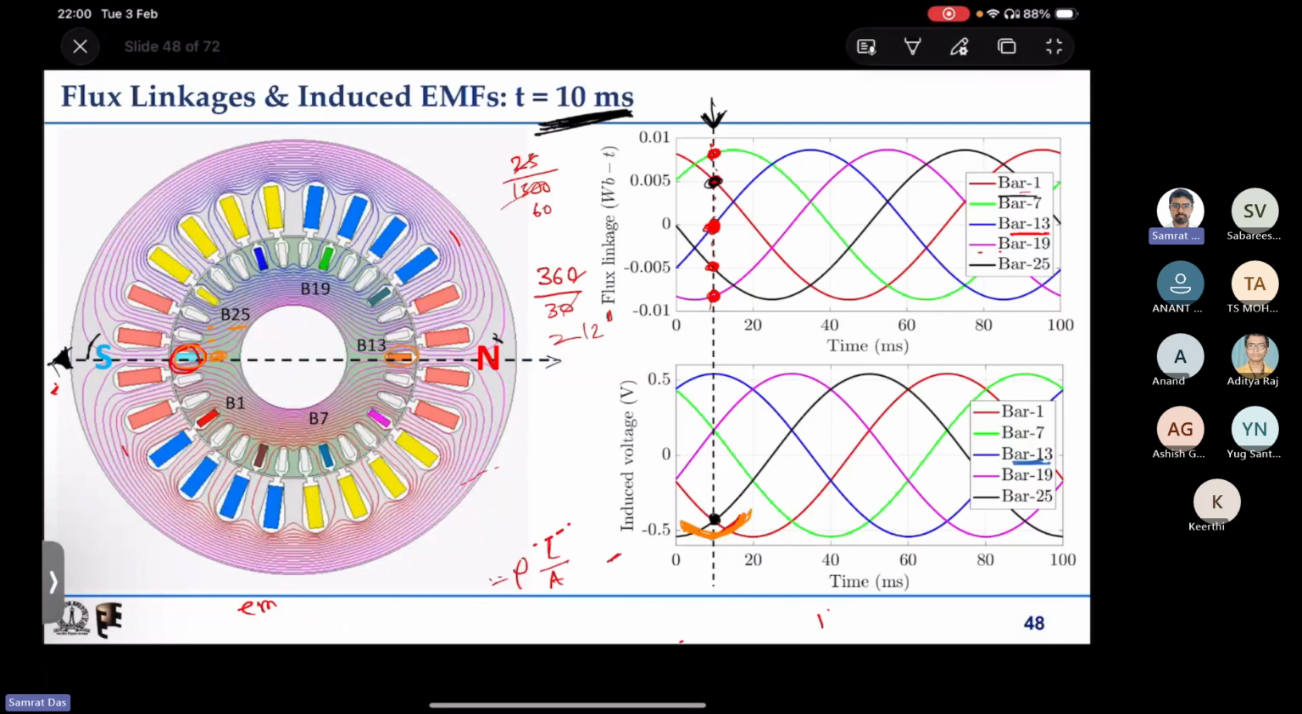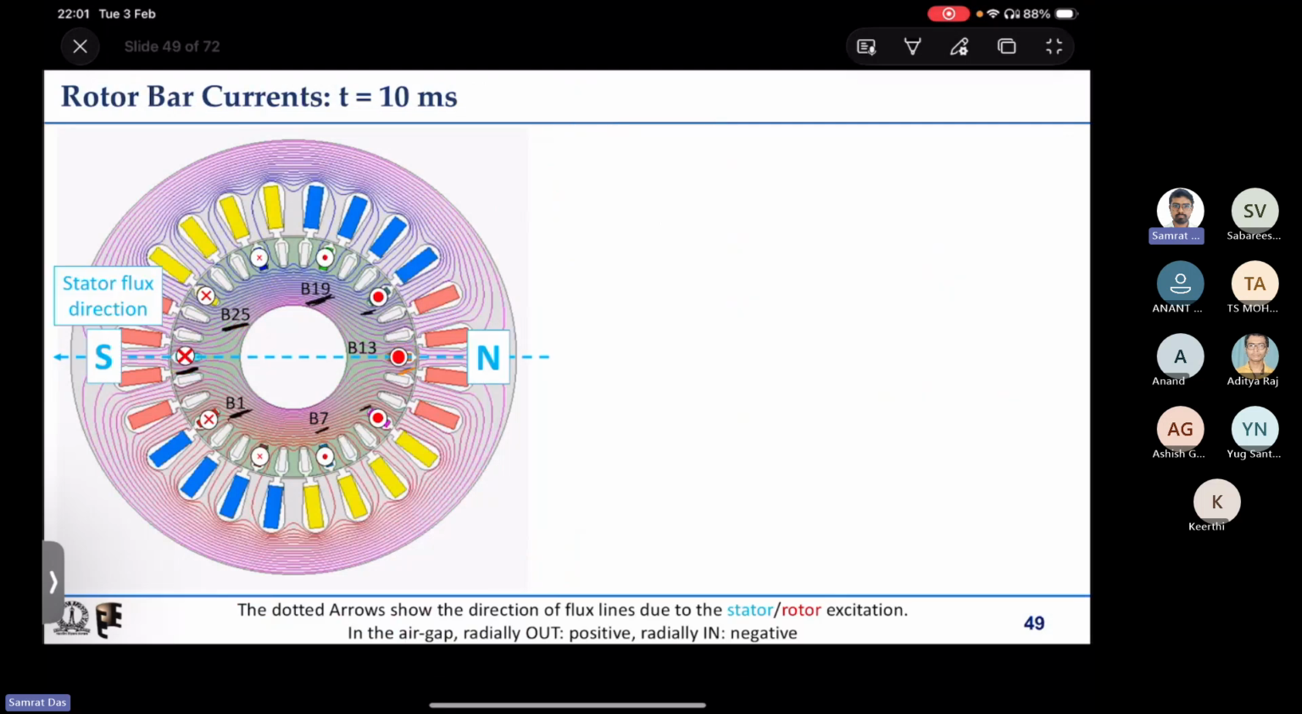Similarly, if I go to bar 19 and bar 7, you can see that the induced EMF is lower in magnitude than the induced EMF in bar 13, and also lower than in bar 1 and bar 25. That is why I have represented the currents in bar 19 and bar 7 with a smaller size dot, and accordingly, 180 degrees opposite to that, there will be cross currents of the same magnitude.